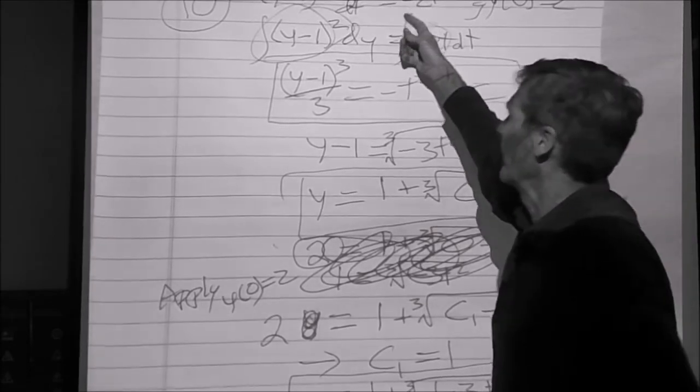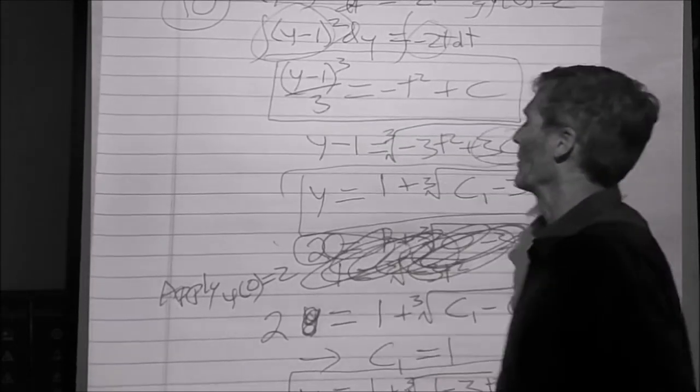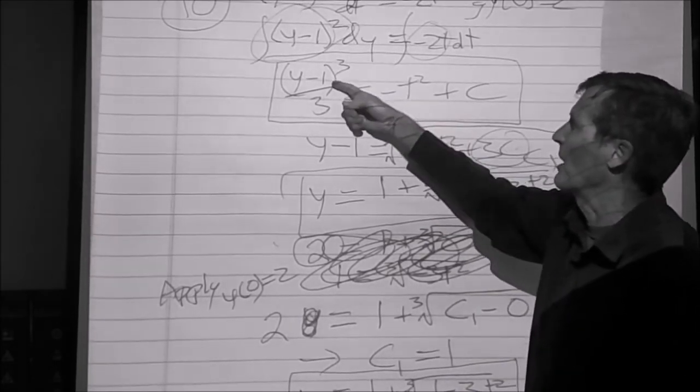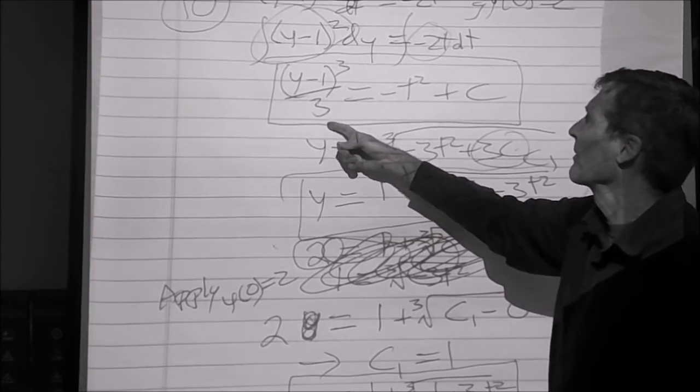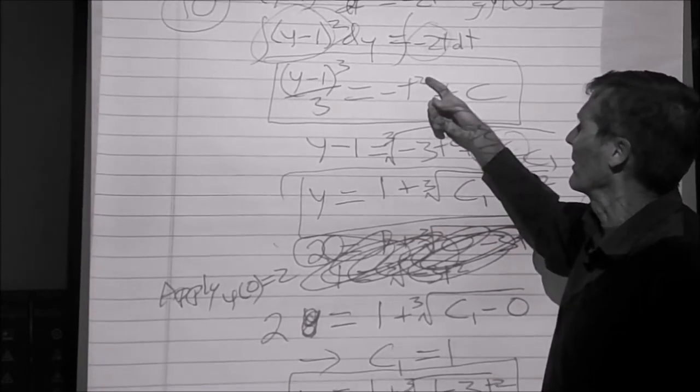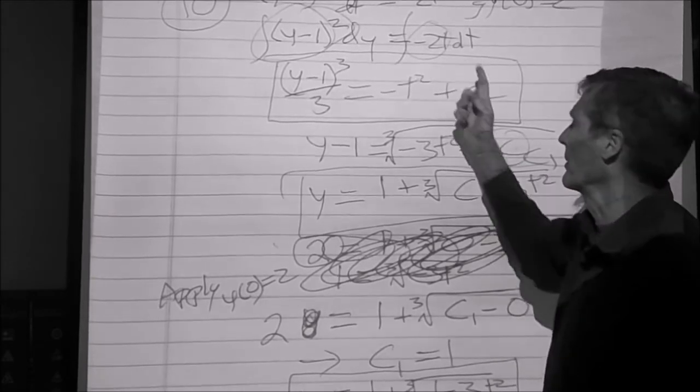And then our theorem says we can integrate both sides and get solutions implicitly. So I integrate both sides. The integral of (y minus 1) squared is (y minus 1) cubed over 3. And the integral of minus 2t is minus t squared. And then there's an arbitrary constant from each integral. I'll just put them both over here.